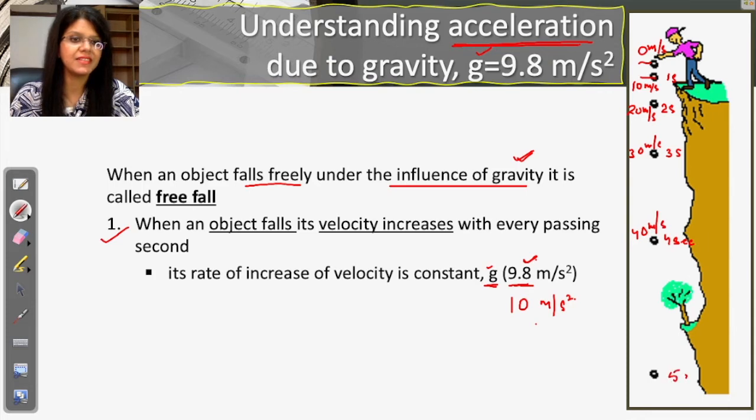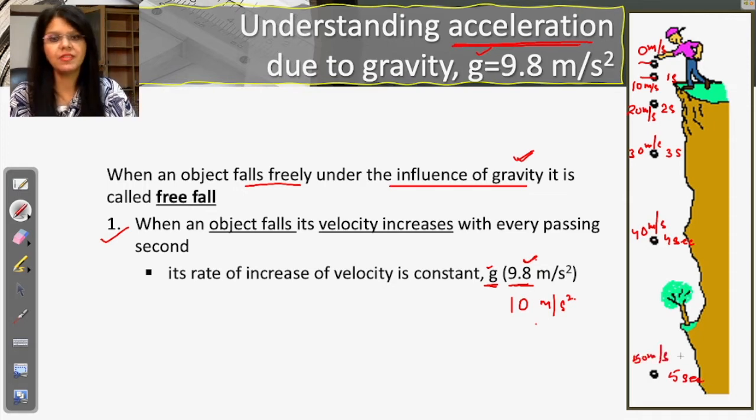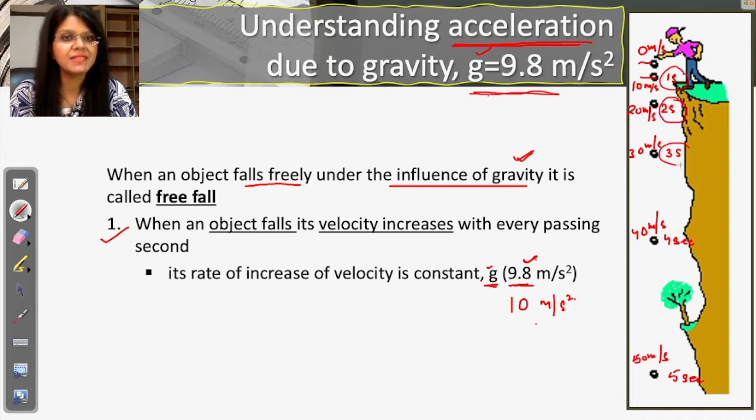After 5 seconds, the new velocity will be 50 meters per second. So this is what it means. This is what an acceleration of gravity of 9.8 meters per second square means. It means that with every passing 1 second, the velocity is increasing by 9.8, or for simplicity's sake, 10 meters per second. The rate of increase of velocity is 9.8 meters per second square, and the velocity is increasing by 10 meters per second.